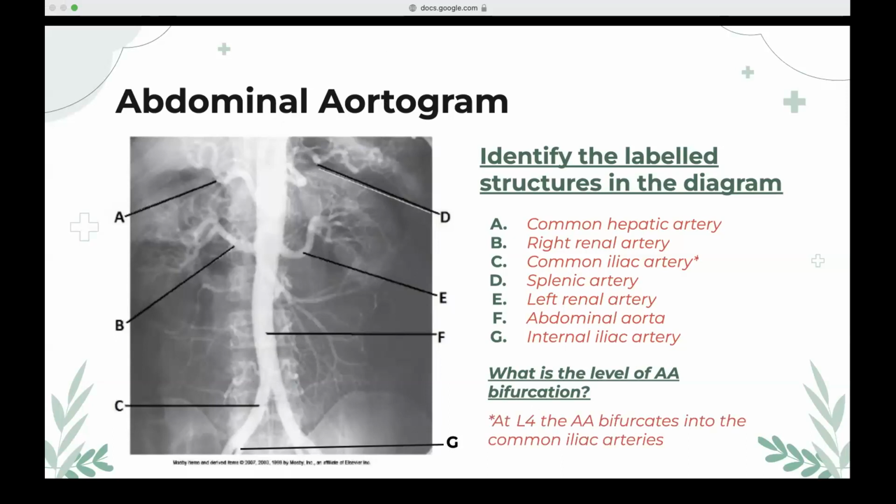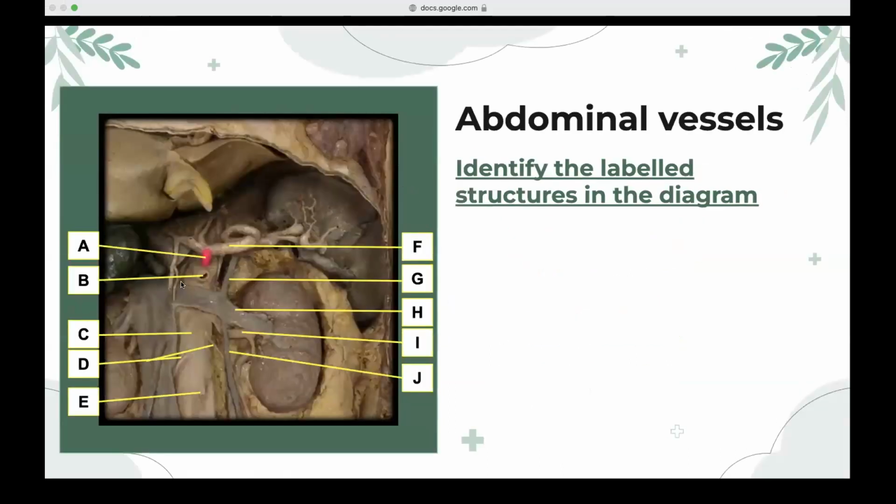Okay. So now again, A. Can anyone identify A? Celiac trunk, exactly. Then B, superior mesenteric. Yes. Does anyone know a syndrome where the superior mesenteric compresses the renal vein? Nutcracker syndrome, exactly. Yes, it compresses the left renal vein.